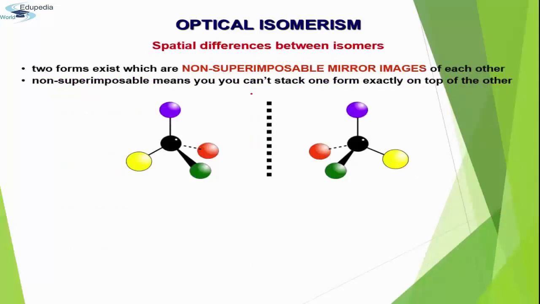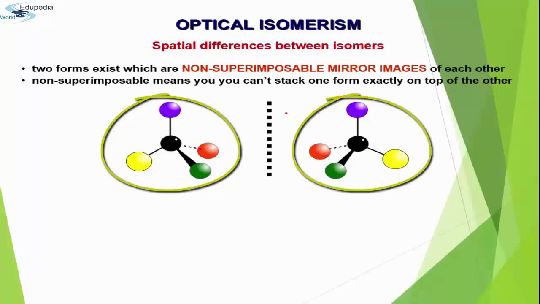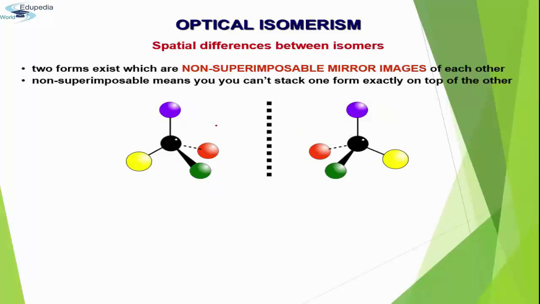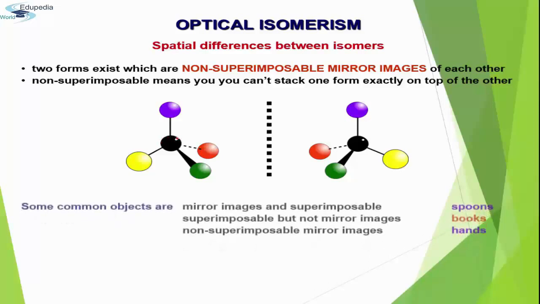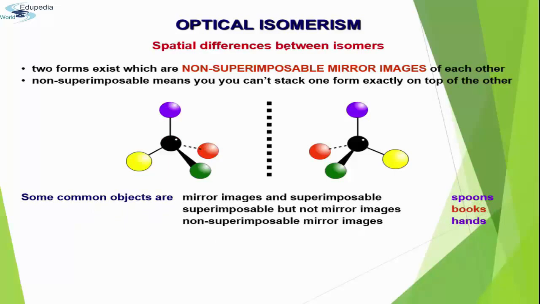Next is non-superimposable mirror image. So this isomer is the mirror image of this isomer. So these two are mirror images of each other, as you can clearly see. And if you try to stack one isomer over the other, then they will not superimpose. That's why we say non-superimposable mirror images. So for any compound exhibiting optical isomerism, this is the necessary criterion.